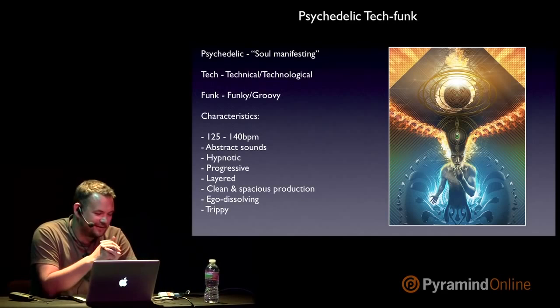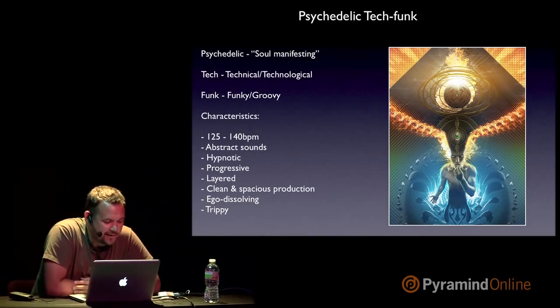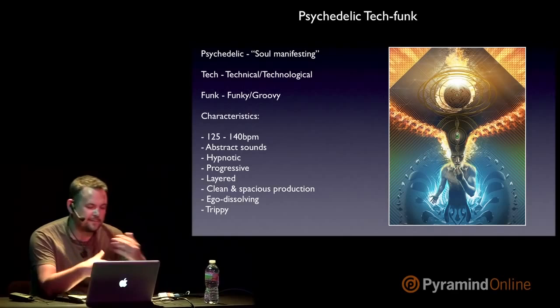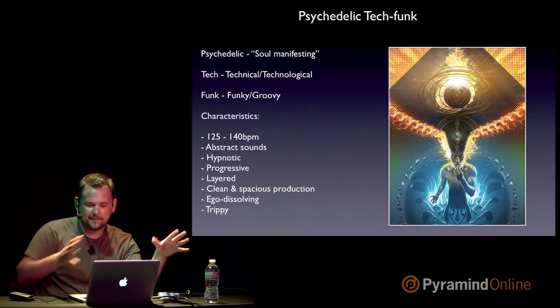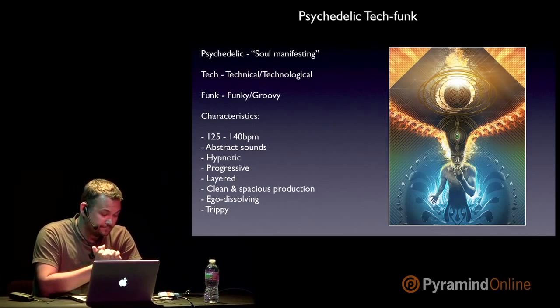So, usually tracks are around 125 to 140 BPM. Very abstract sounds. You want hypnotic grooves, you want it to be progressive, so a big range of emotion from the drop right through to the breakdown, with things that build up and go in surprising directions. It's very much layered.